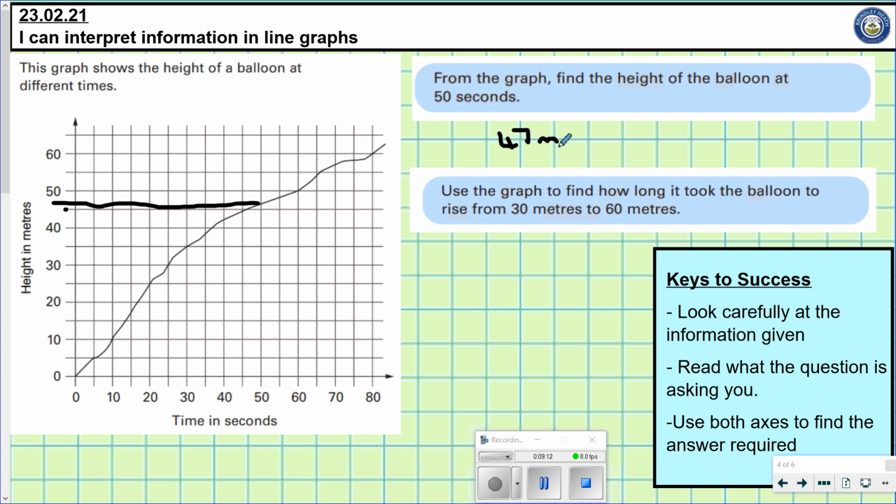meters. Okay, so here is a test of, can you understand the scale and can you estimate? Okay, we've got to go a little bit higher than 45, we might say 46, 47 meters.